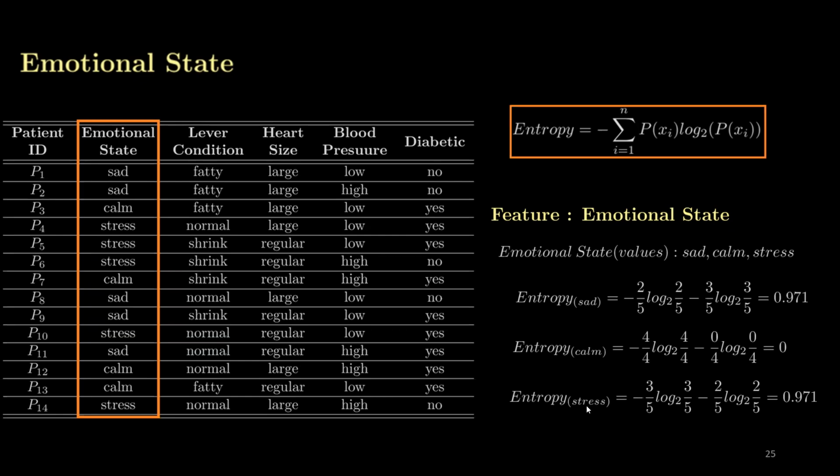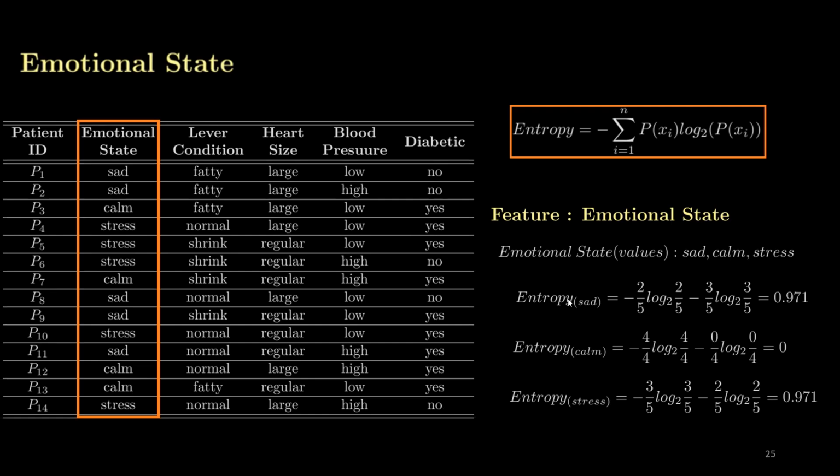Now calculate the stress. How many times does the word stress appear in the emotional state? So it is 1, 2, 3, 4, and 5. And how many times does it appear with yes? So stress 1, 2, and 3. So 3 times it appears with yes out of 5, and 2 times it appears with no. In this way, we calculate the entropy of stress, and this is our value.